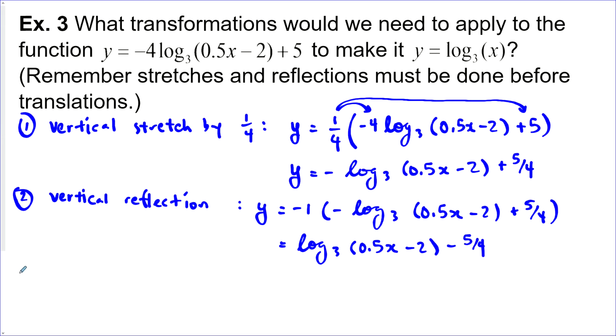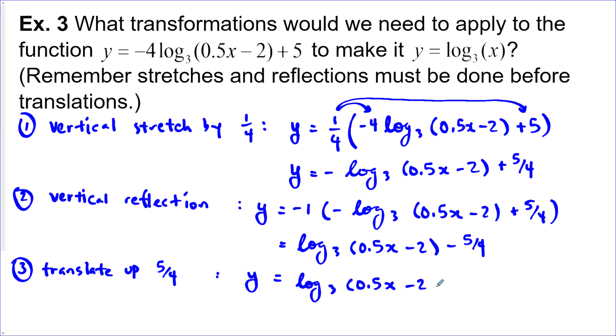Now to finish up with our vertical stuff, you can see now we've got to translate this up 5/4. And so we can add 5/4 outside the function at the end and cancel out with that one. So this one I'll just skip writing it. Obviously it cancels out with that.